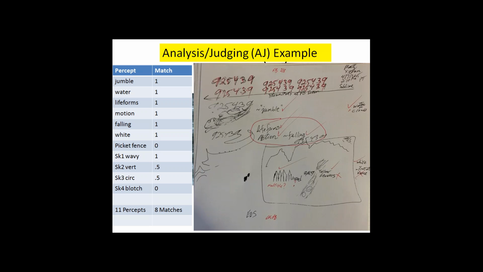Here are life forms, certainly a check. Motion, a check. Falling, a check. Those are, I think, pretty easy. And then I did white, which was a check. Picket fence was an X. So that explains everything up to here.